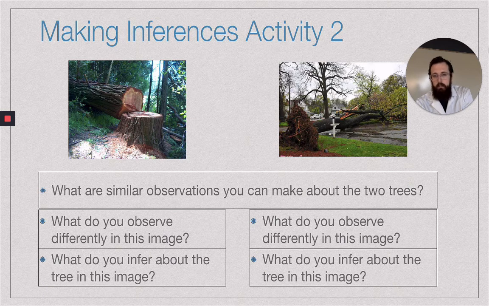For example, in this first picture, I inferred that the tree was chopped down, but I can't infer that the tree was chopped down by a machine or by a lumberjack, because there's not enough information for me to tell you what chopped it down or who chopped it down. I just can infer that it was chopped down because of the evidence of the sawdust.